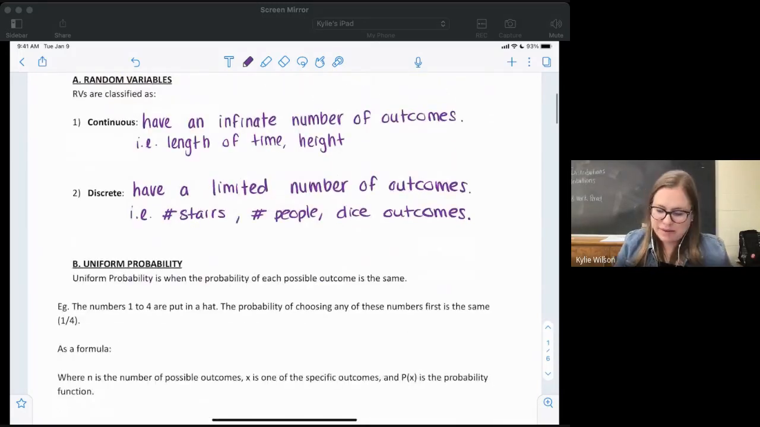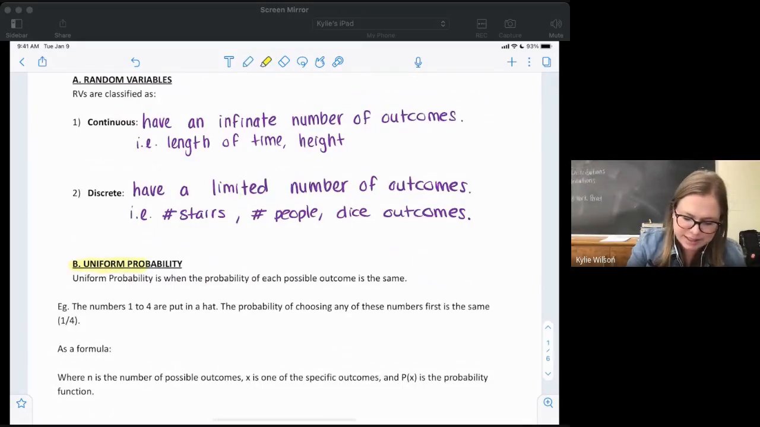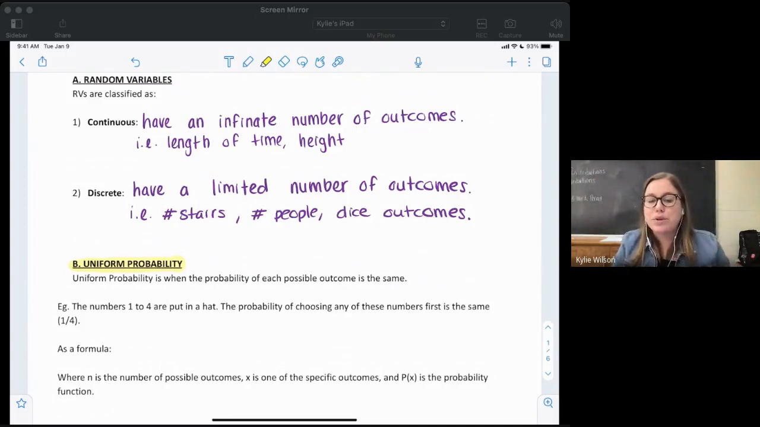Now, the next definition, just a couple of things we need to talk about before we really get into the examples, is uniform probability. And it's important that we talk about uniform probability right away because it's important to always look out for uniform probability. So uniform probability is when the probability of all of our outcomes is the same. So it doesn't matter which outcome it is, the probability is equal for all of them.